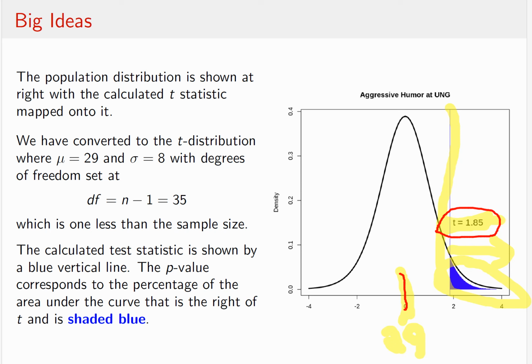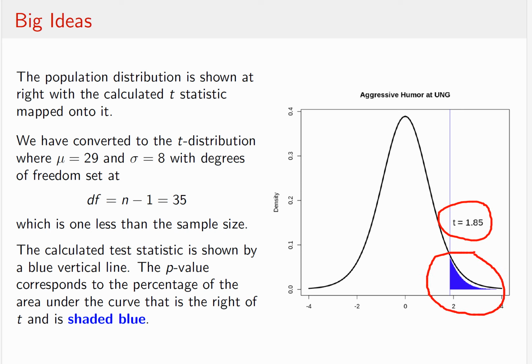Okay, that's what the p-value tells us, and that's what this graphic is trying to show, that we're going to calculate this value. Using either a computer or a table, we're going to find the p-value, which is the percentage of area under the curve that's shaded here. The percentage of the area under the curve that's to the right.